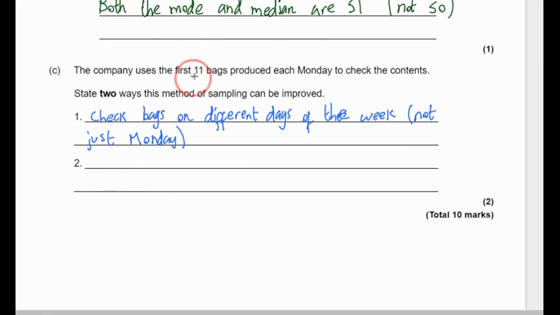Or a simpler version actually is just to say check more bags. Check more than 11 bags. The results would be more reliable.